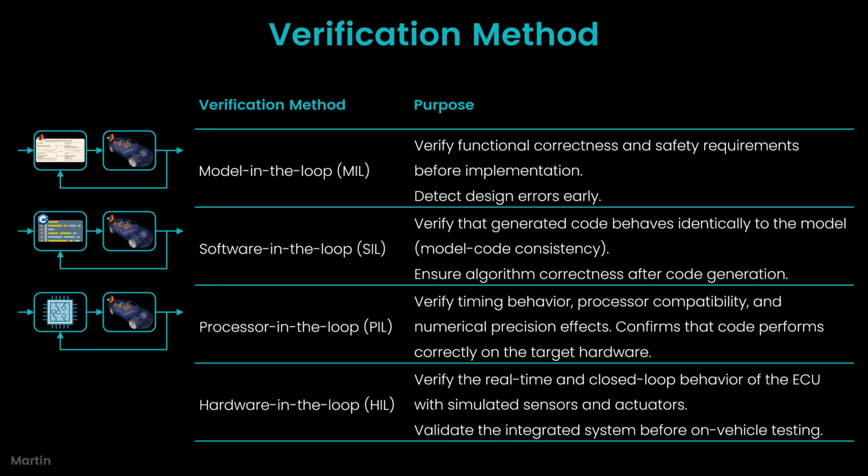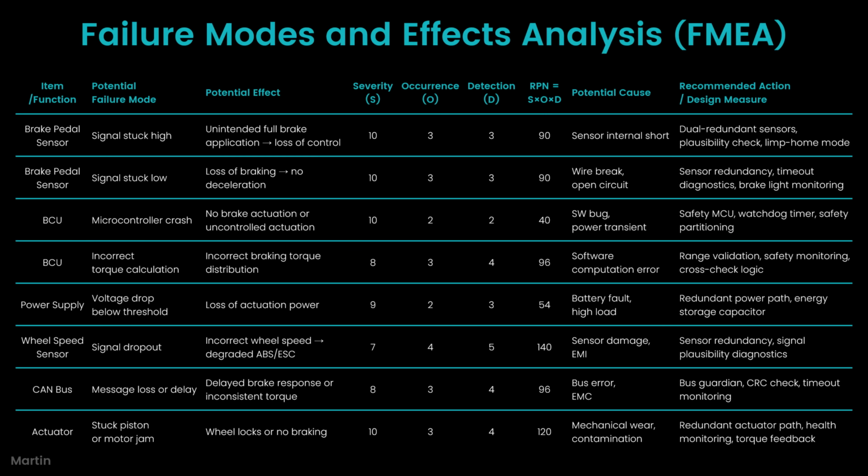And hardware in the Loop, HIL, connects the real ECU to a real-time simulator to verify closed-loop performance under realistic conditions, all ensuring safety, consistency, and correctness from model to hardware. In addition to these 4 verification methods, which focus on verifying functionality and implementation throughout the development process, Failure Modes and Effects Analysis, FMEA, provides a complementary approach to evaluating system safety. FMEA systematically identifies and assesses potential failure modes, their causes, and their effects on overall system behavior.